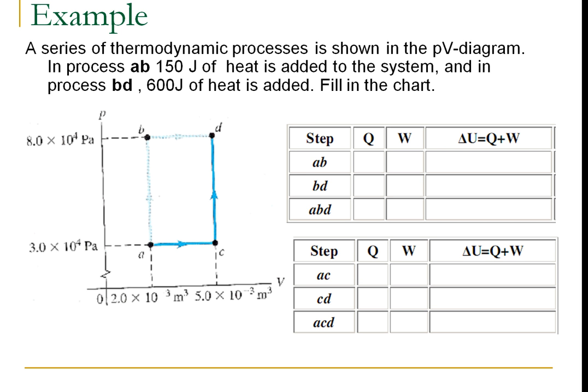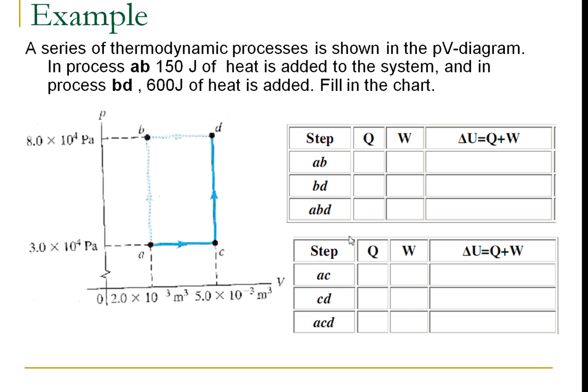Now let's work this example. These sorts of examples are just what you can expect during a legitimate AP problem. Suppose we have a series of thermodynamic processes as shown. In A to B, I have 150 joules of heat added. So that's from here to here. In the process B to D, I'm going to have 600 joules of heat added. Let's fill in the chart.